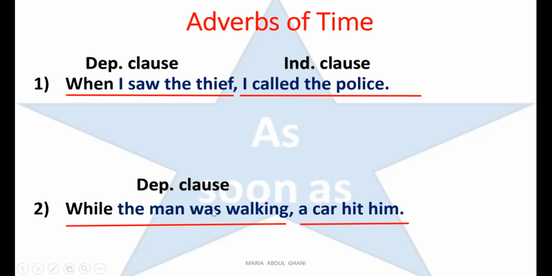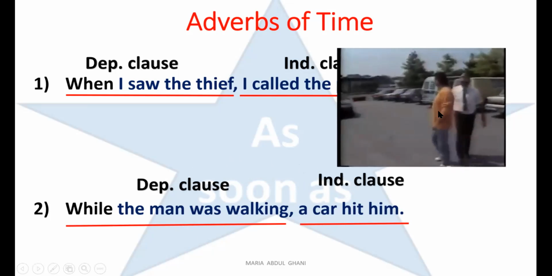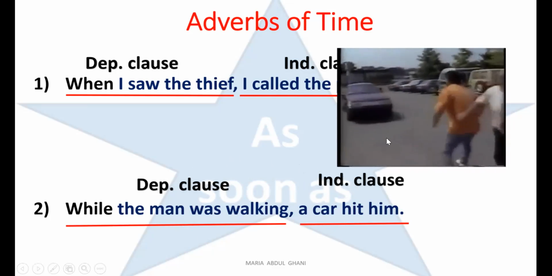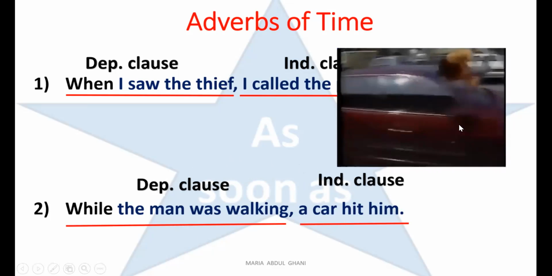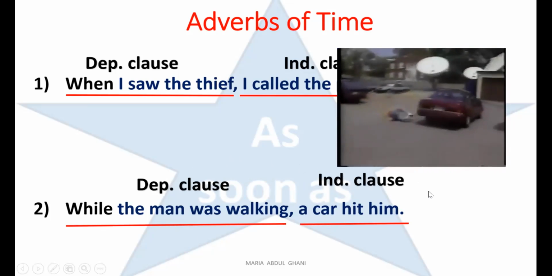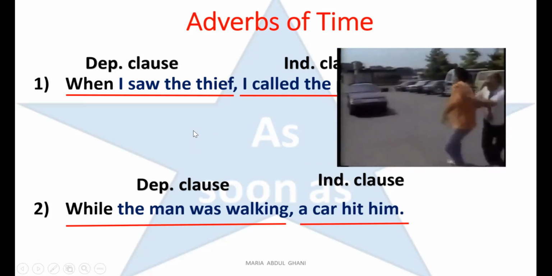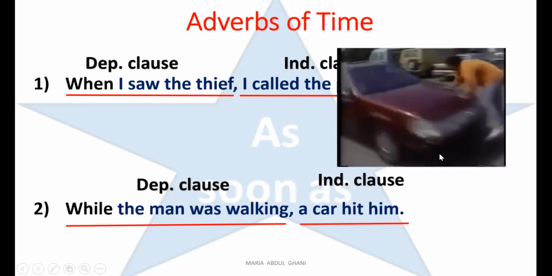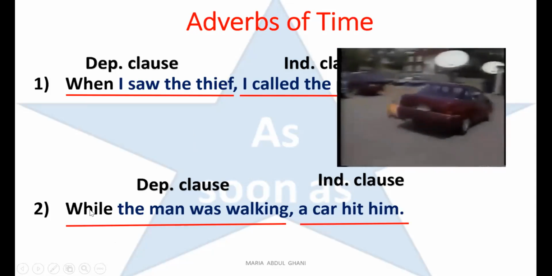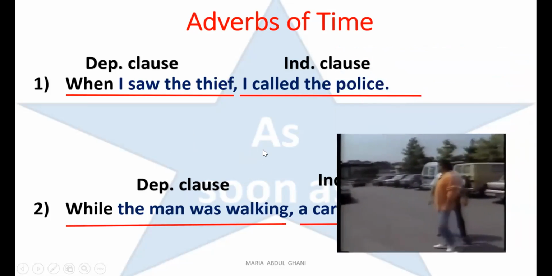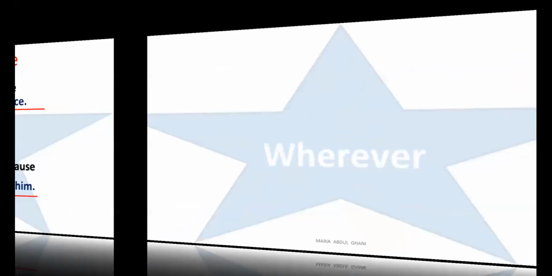What was happening? If you remember the past continuous tense, an action was happening and another action interrupted it. The man was walking. What stopped his walking? The car hitting him. See the picture: the man was walking like this, and suddenly the car stopped him and hit him. This happens when we have two past actions, one of them progressing and the other interrupting it. This is when we use "while." Now, we are over with the adverbs of time.